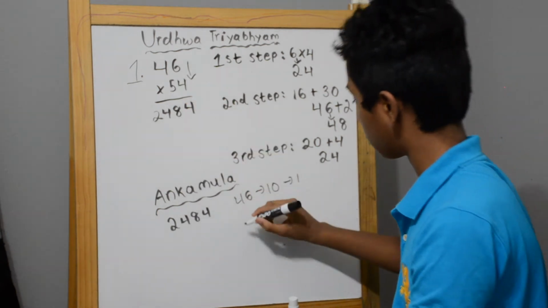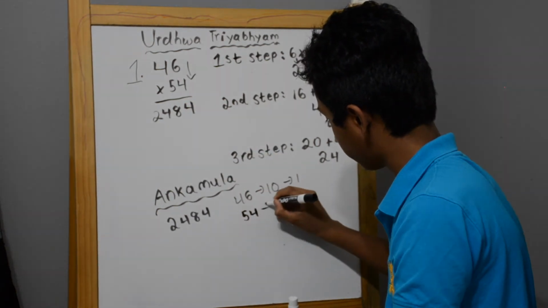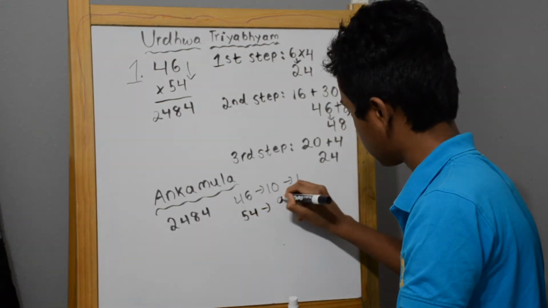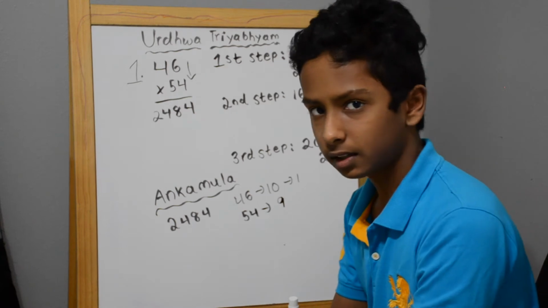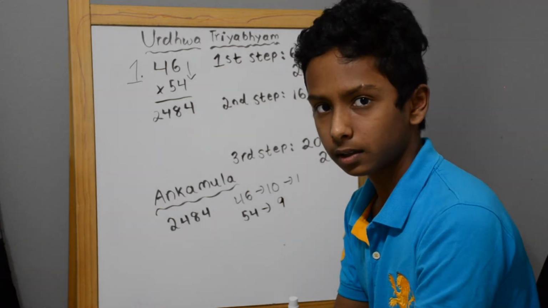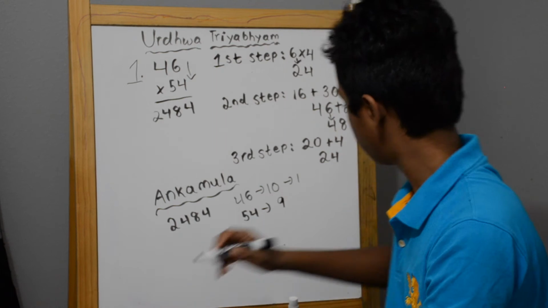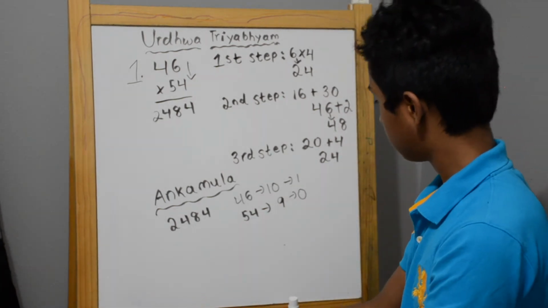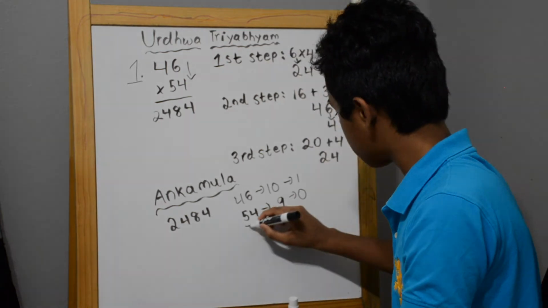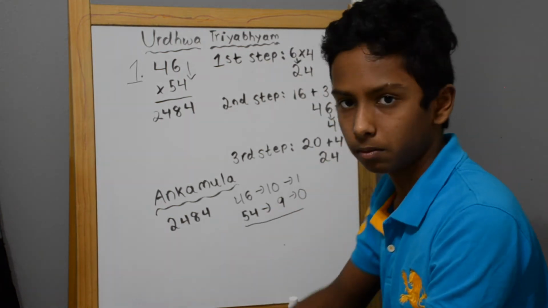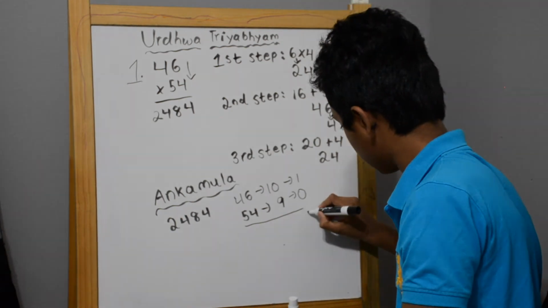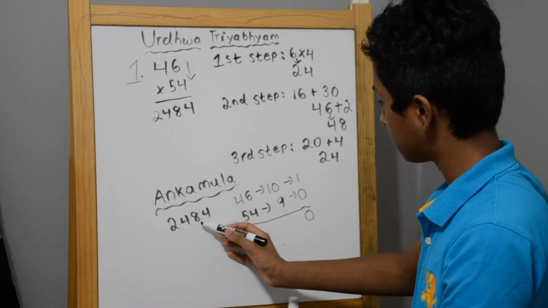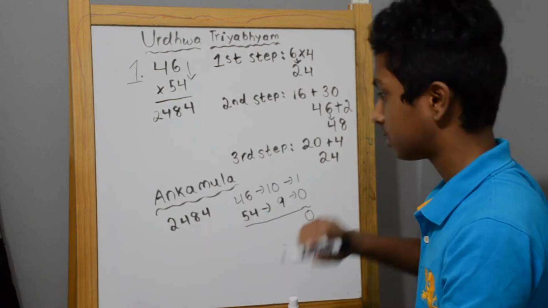Next, 54. What is the Ankamula of 54? So for 54, 5 plus 4 adds up to 9. And in this technique, Ankamula for 9 counts as 0. So the Ankamula of 9 is 0. And what we basically do now is we just need to multiply 1 and 0. 1 times 0 is 0. So that means that the Ankamula of this number has to equal to this number.